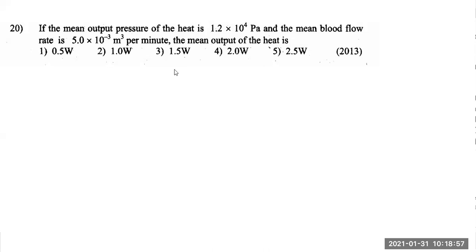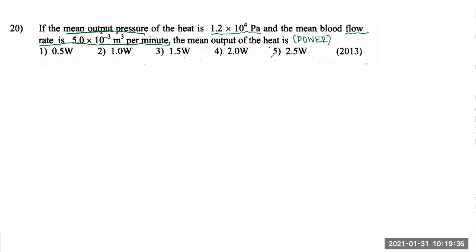The next question under energy and work comes from 2013. If the mean output pressure of the heart is 1.2 into 10 to the power 4 Pascal, and the mean blood flow rate is 5 into 10 to the power minus 3 meter cube per minute, the mean output of the heart is... And look at the answers. All the answers are in watt. So by mean output, they mean the output power, because the answers are in watt.